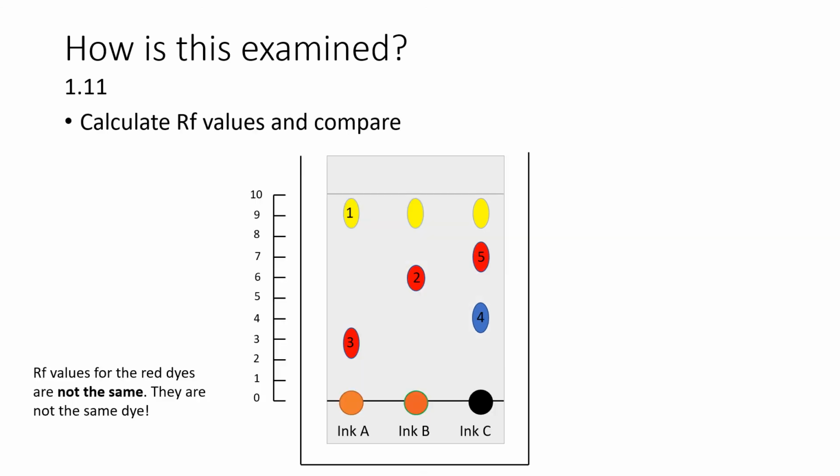Furthermore, a very common question is to ask you to calculate RF values, compare them and decide whether dyes are the same, as we did previously, by figuring out the difference between the baseline and the solvent front, and calculating the RF values by dividing the distance each spot moved by the distance that the solvent has moved. So in this case, for spot 2 and spot 3, we can see that they are not the same dye because they have different RF values. Spot 5 is at 0.7 and therefore is not the same as the other two either.